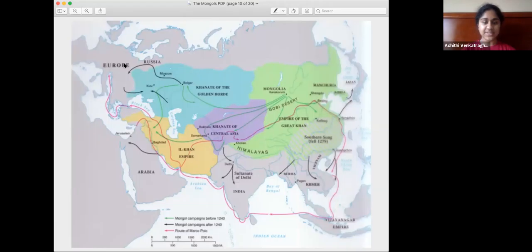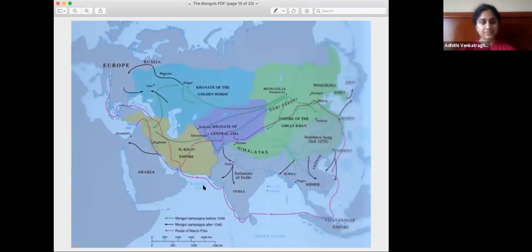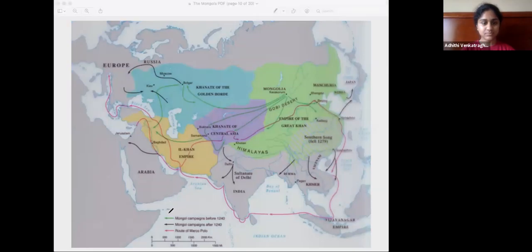This is a map of all the areas they conquered. As you can see, let me try and annotate this. The Mongol campaigns before 1240 are in green. The ones after 1240 are in purple. And the route of Marco Polo is in pink, just to show you a comparison of how much they moved.